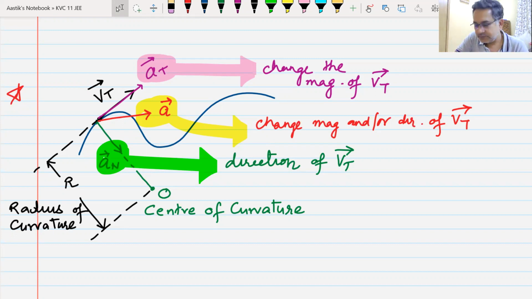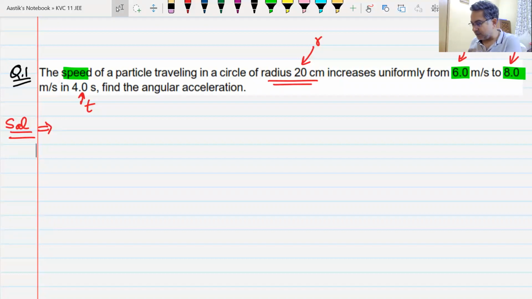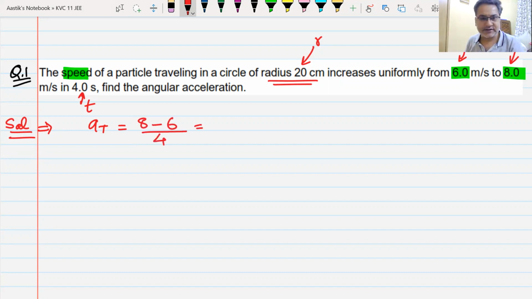Sir, tangential acceleration. Tangential acceleration changes the speed. So from there you can find out the value of tangential acceleration. How can you find out the value of tangential acceleration? Tangential acceleration will be the final speed 8 minus initial speed 6 divided by time 4. So you will get the tangential acceleration as 0.5 meter per second square. That is your tangential acceleration.